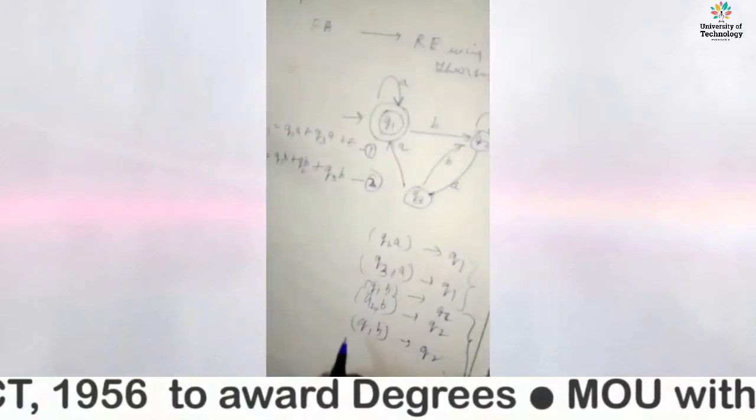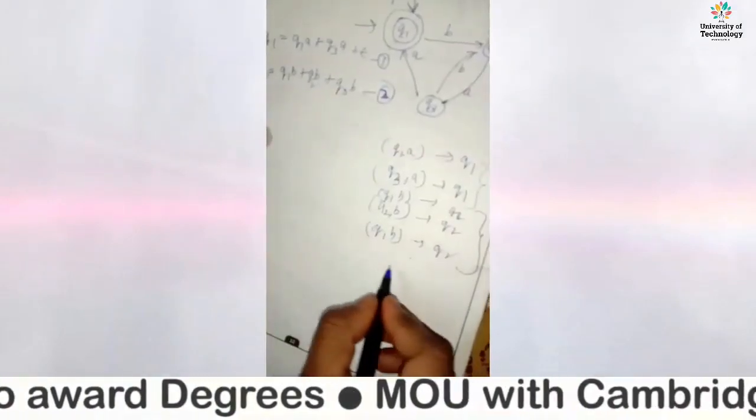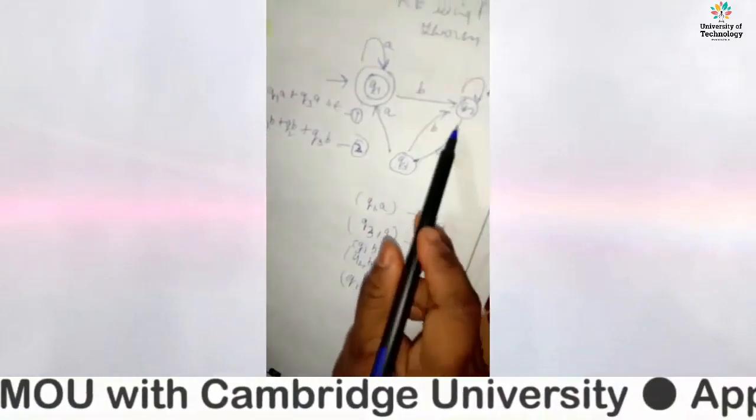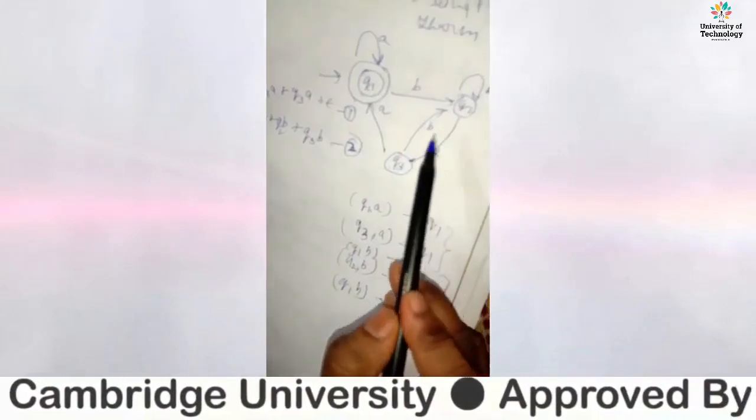Now we are going to find out the possibilities by which you can reach the state Q3. Is there any way by which you can reach Q3? Yes. What is that way?